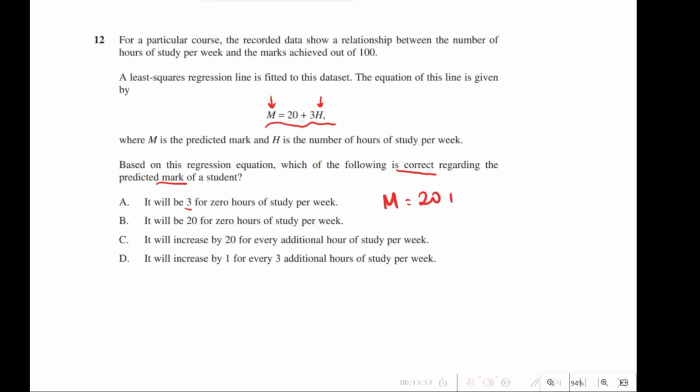So M equals 20 plus 3 lots of 0. Simplifying that, we get 20 plus 0, which is 20. So it's saying that the mark will be 3 for 0 hours of study, but we see the mark is 20 for 0 hours of study, so it can't be A. Looking at option B, it will be 20 for 0 hours of study, and that indeed is correct, as we saw before. So B is the answer.